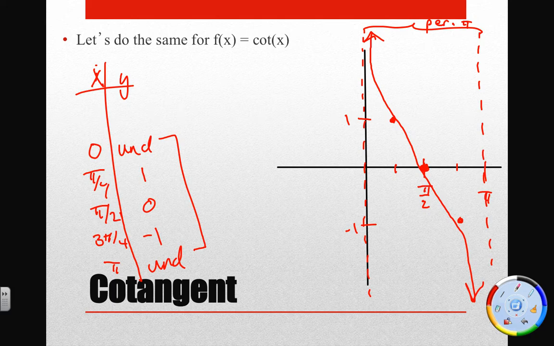So let's try some more complex. And by the way, these are the first two graphs that I did. This one is the parent function for cotangent. The other one's the parent function for tangent, obviously.